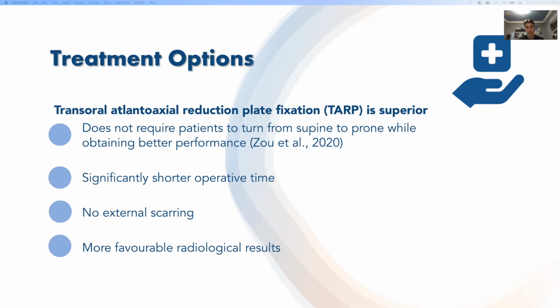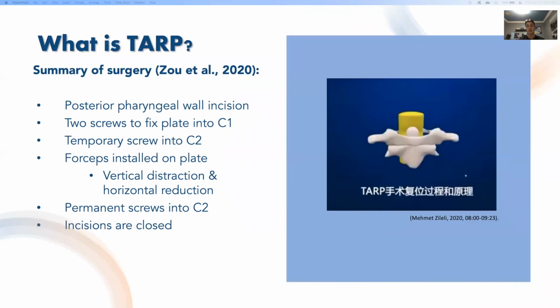Lastly, TARP had more favorable radiological results post-operation, which include atlantodental interval, cervical medullary angle, and bone fusion, which were all derived from studies by Zhu et al. and Lahiri et al. Now, what exactly is TARP? It is an extremely delicate and intricate surgery, which not all surgeons can perform.